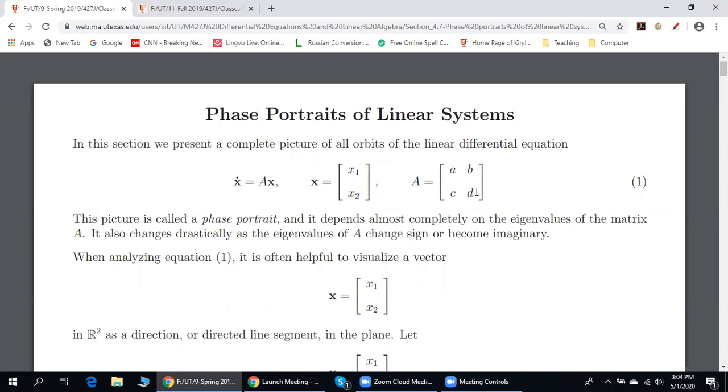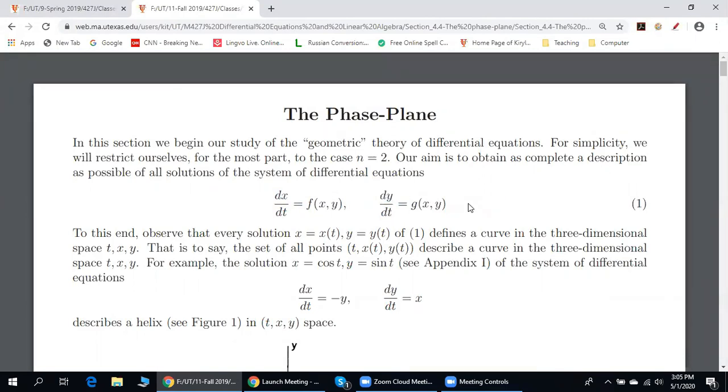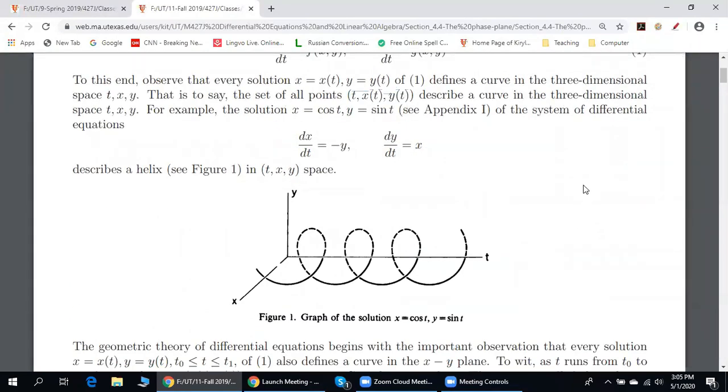Now, next question is, what is an orbit? Let us go back to the previous section. In the previous section, we started with this system of differential equations. And then we consider the following triples: t, x of t, y of t, where x of t and y of t are solutions of this system. Note that these triples trace a curve in the three-dimensional vector space.